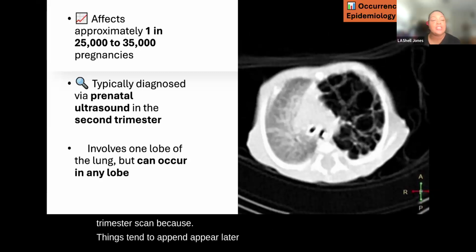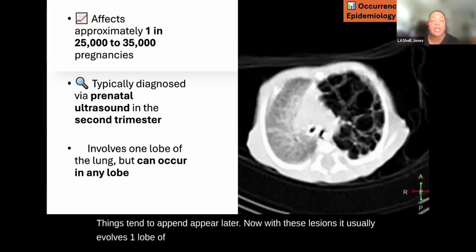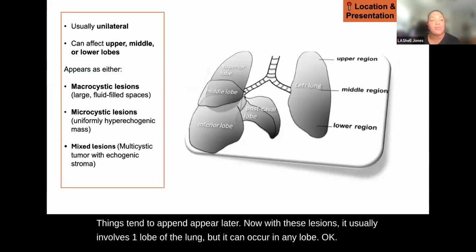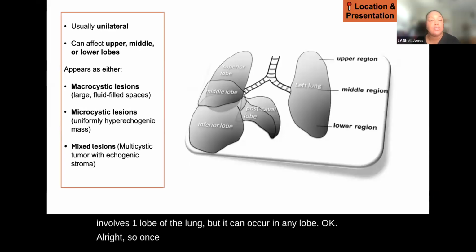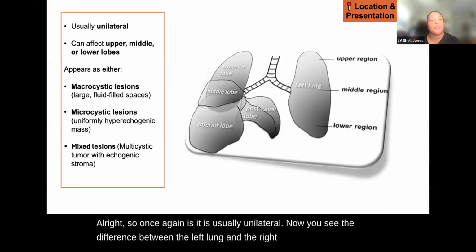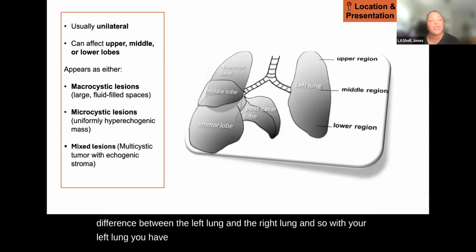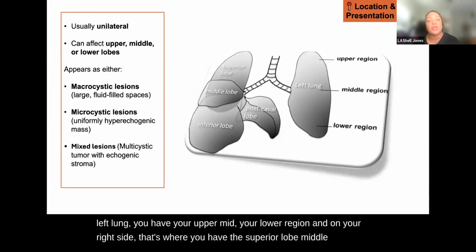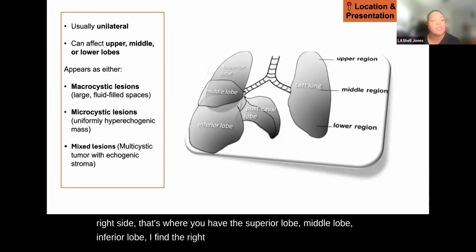Now, with these lesions, it usually involves one lobe of the lung, but it can occur in any lobe. Okay, all right. So once again, it is usually unilateral. Now you see the difference between the left lung and the right lung. With your left lung, you have your upper, mid, and lower region. And on your right side, that's where you have the superior lobe, middle lobe, and inferior lobe. I find the right side appears a little larger, as you see here in the diagram.